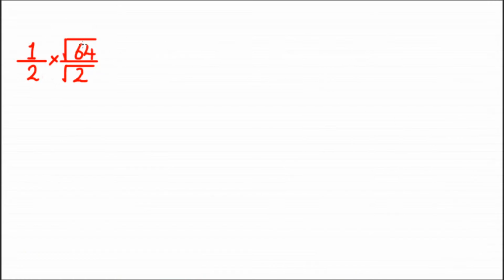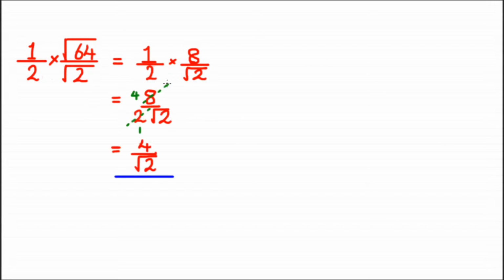Some of you at this stage would have noticed that the square root of 64 is equal to 8, right? And yes, you're right. And you could have continued on the calculations. This is what you'd get. You get half times 8 over root 2, okay? Which would give us 8 divided by 2 root 2. Okay, so 8 divided by 2 is equal to 4. So our final answer would have been 4 over root 2.